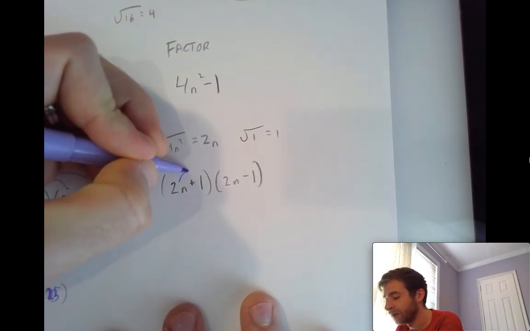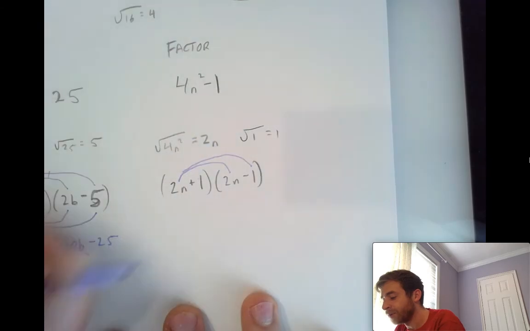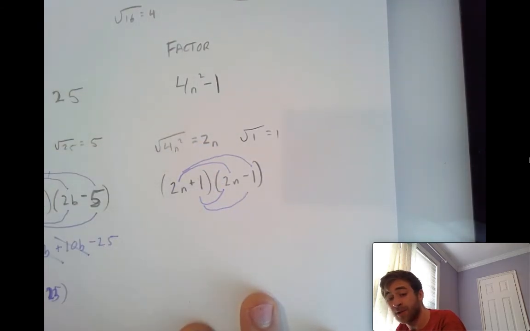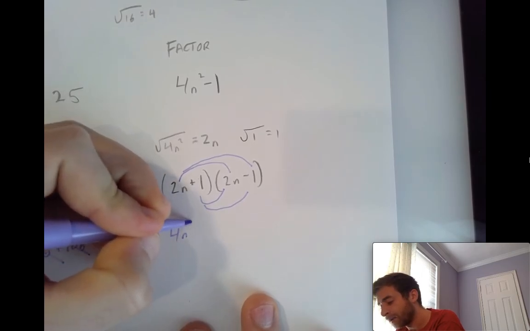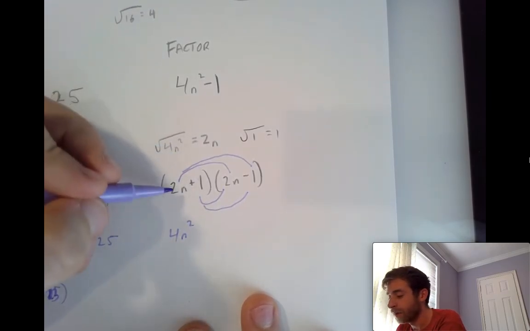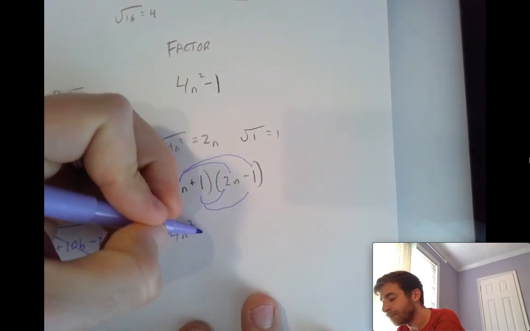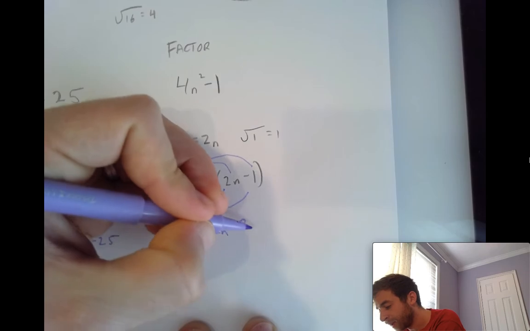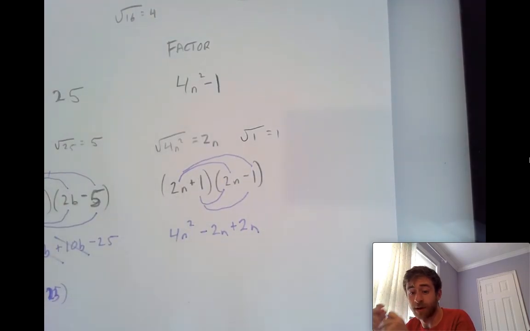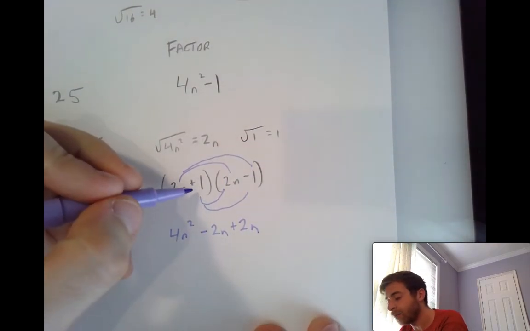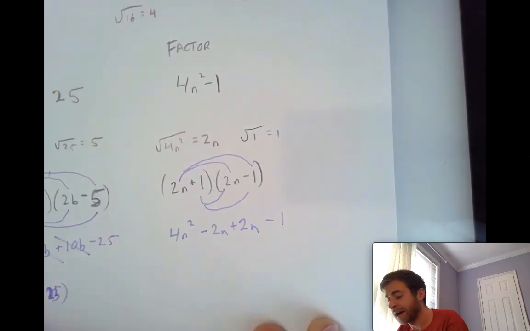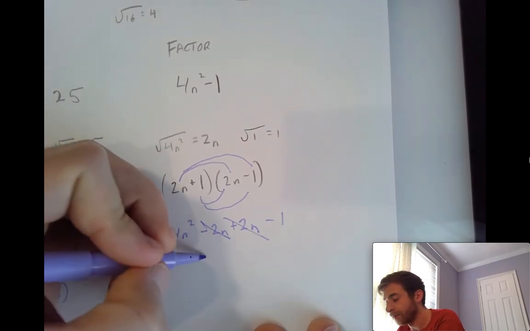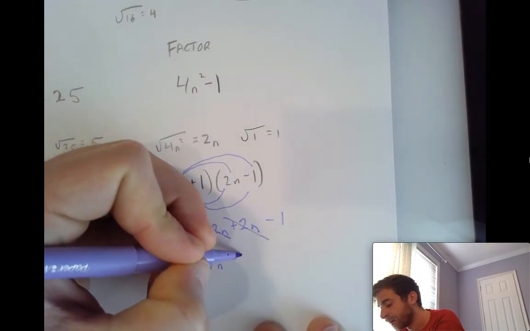So I'm going to, again, do this distribution. 2n times 2n is going to be 4n squared. Looking good. 2n times negative 1 is going to be minus 2n. 1 times 2n is going to be plus 2n. You're always going to see these two terms in the middle cancel out. And then 1 times negative 1, minus 1. The two like terms cancel each other out, and I'm left with 4n squared minus 1.